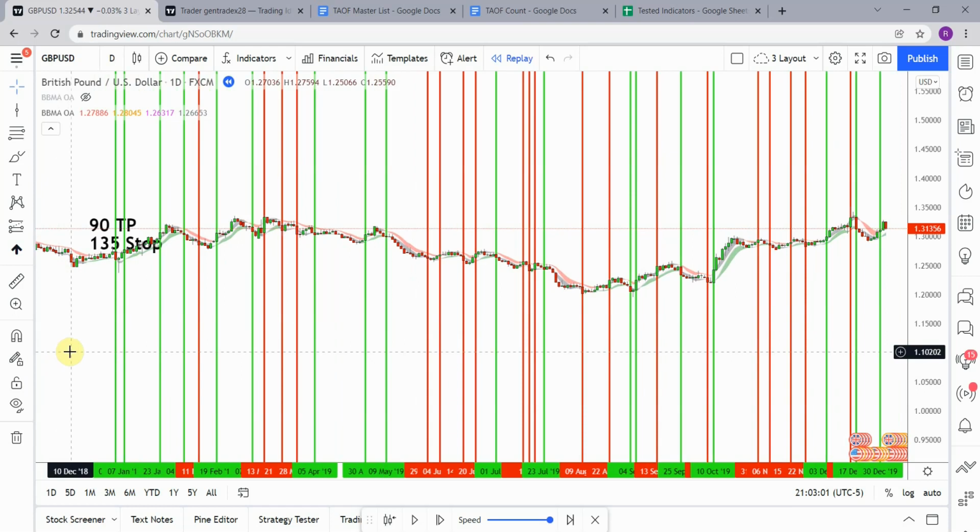All right, let's take a look at our indicator here. Let's go ahead and count these out and see what we get out of it. So we have 1, 2, 3, 4, 5, 6, 7, 8, 9, 10, 11, 12, 13, 14, 15, 16, 17, 18, 19, 20, 21, 22, 23, 24, 25, 26, 27, 28, 29, 30, 31, 32, 33, 34, 35, 36, 37, and 38. So we have 38 trades altogether.